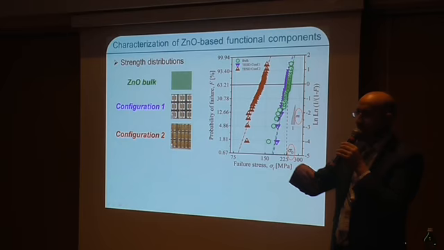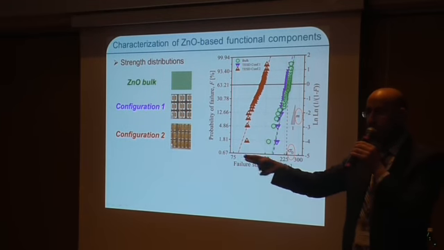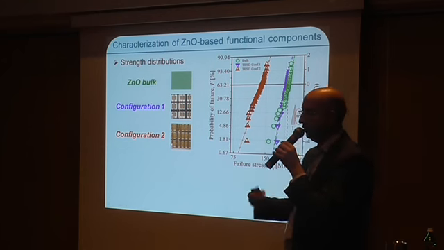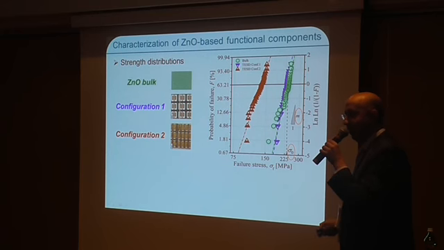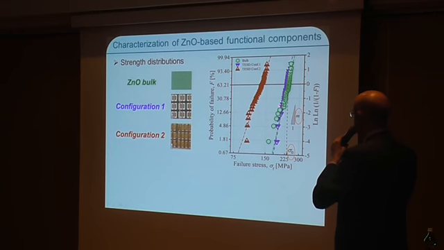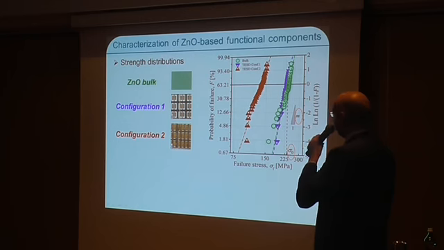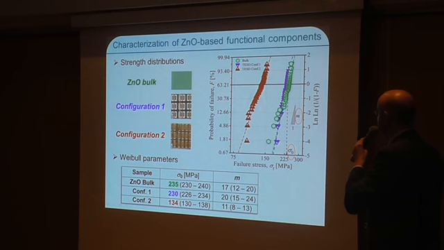configurations, despite having a number of layers on top and residual stresses, has a strength distribution identical to the part material. So from the designer's point of view, it's not bad news to say that you get a functional component and it has the same properties of the part material. The problem was with configuration number 2. You look at the numbers here.